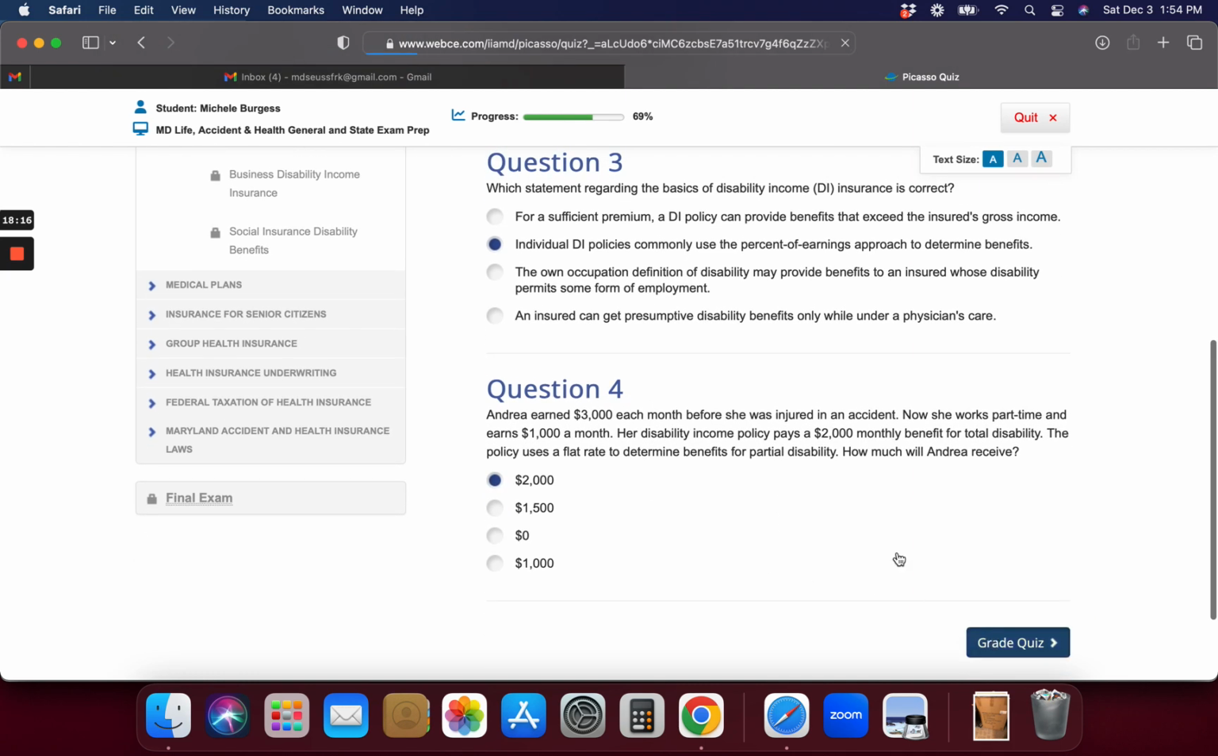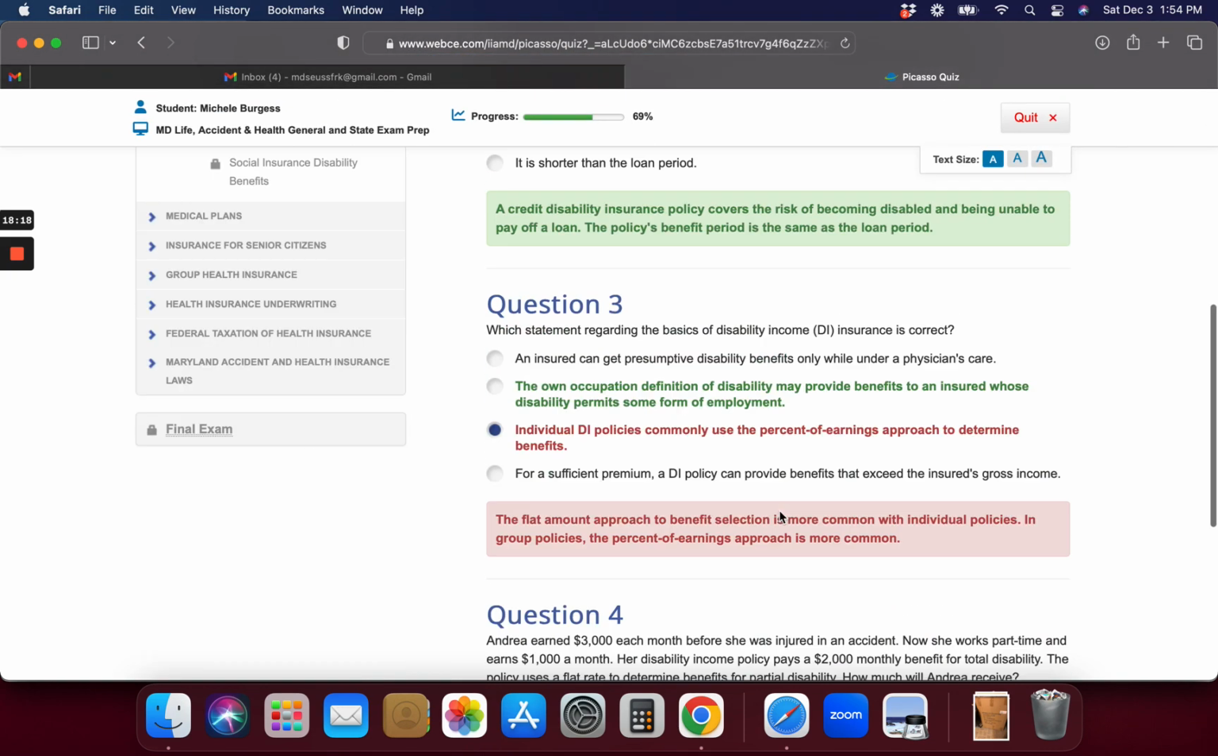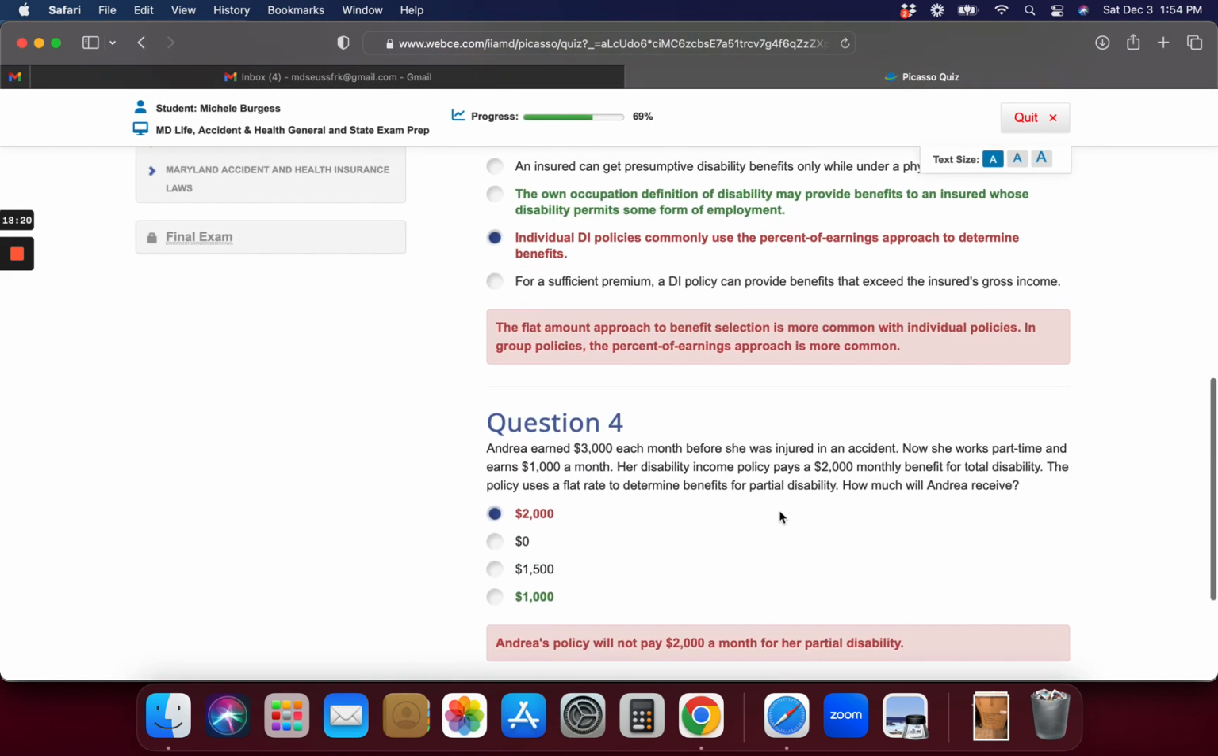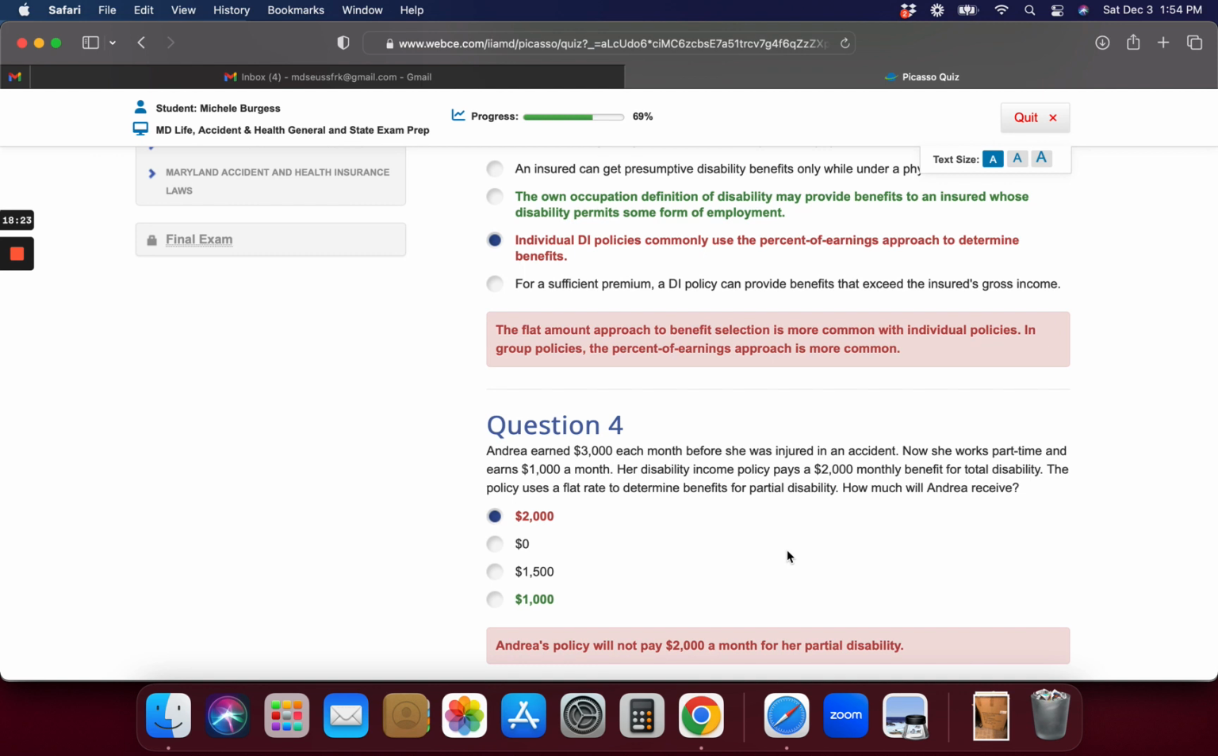All right, let's see what we had. All right, I got half of them right. And I got the last one wrong, $1,000 for partial disability. $2,000 for total. You have to be careful on the test, by the way, with this. Okay, because this is kind of tricky. See here, it says total disability, but then she's putting in a claim for partial, so that's why it's $1,000.